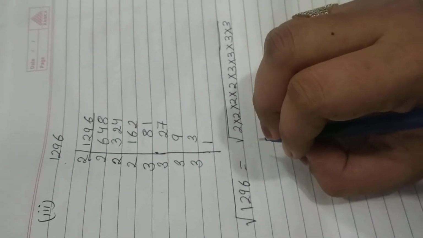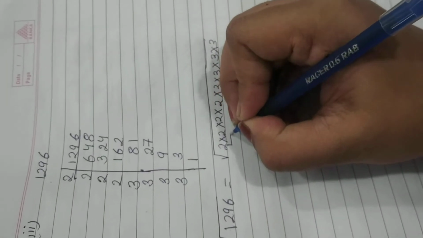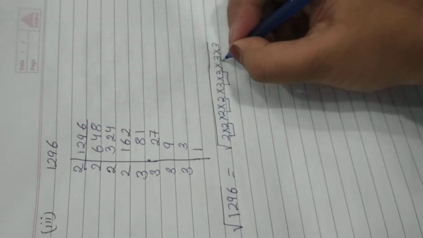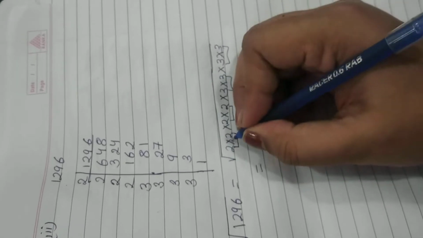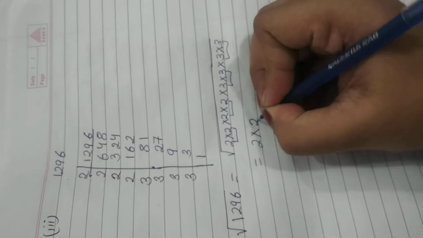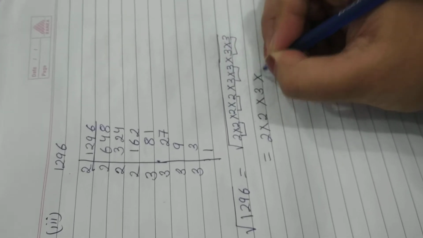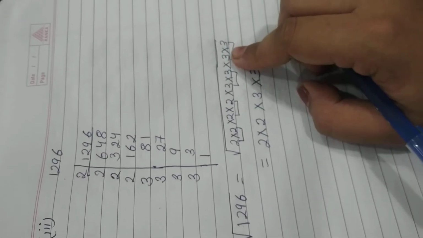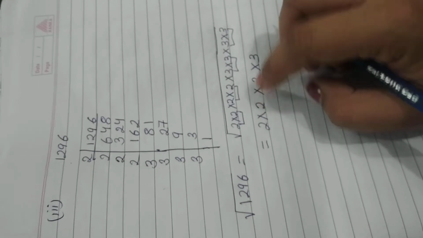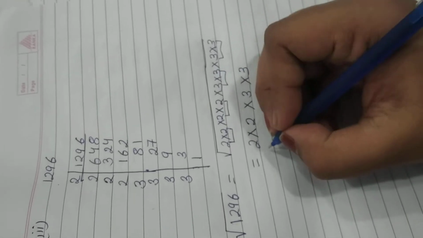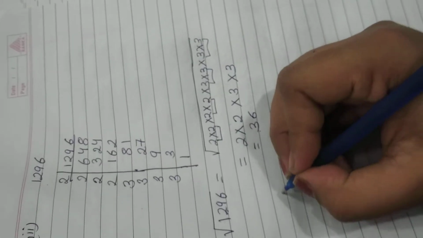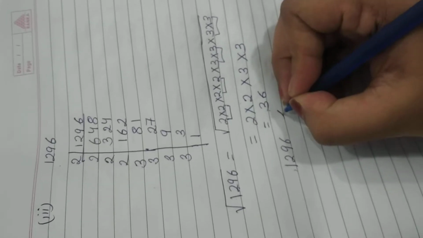Right, now I'm going to do the pairing. These two, these two, these two and these two. Out of this, one will come outside. 1, 3 here, 3 here. Okay. Now nothing is left unpaired. So we have this. 2 2s are 4, 4 3s are 12, 12 3s are 36. That means the square root of 1296 is 36. So 1296 is a perfect square.